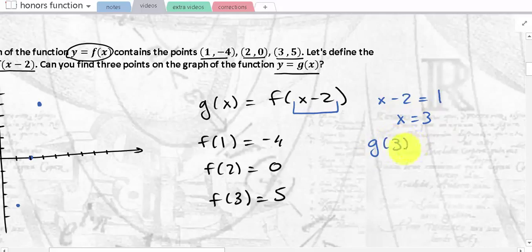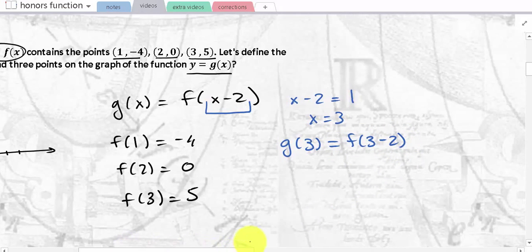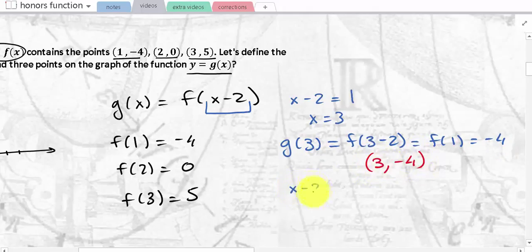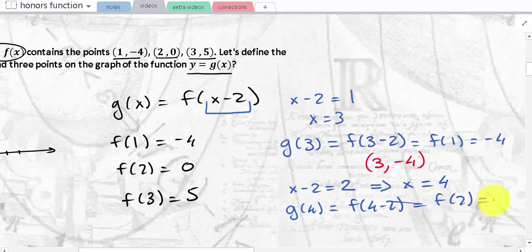So look, what is g of 3? g of 3 is f of 3 minus 2, right, f of x minus 2, which is f of 1, which is -4. So we do have a point on the graph of g. It is (3, -4). Next one. If x minus 2 is equal to 2, which means x equal to 4, then f of 2 is 0, so g of 4 is 0. Check it out. What is g of 4? g of 4 is f of 4 minus 2, which is f of 2, and we know that's 0. So we have a second point on the graph of g, and this point is (4, 0).